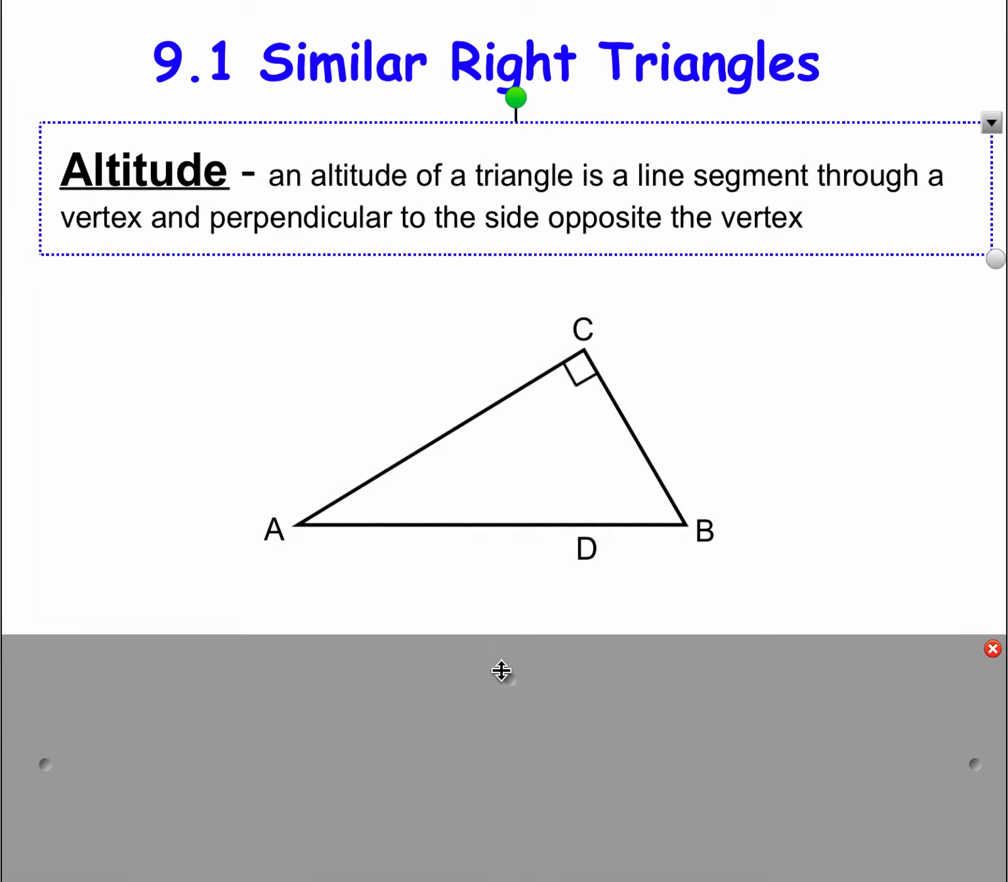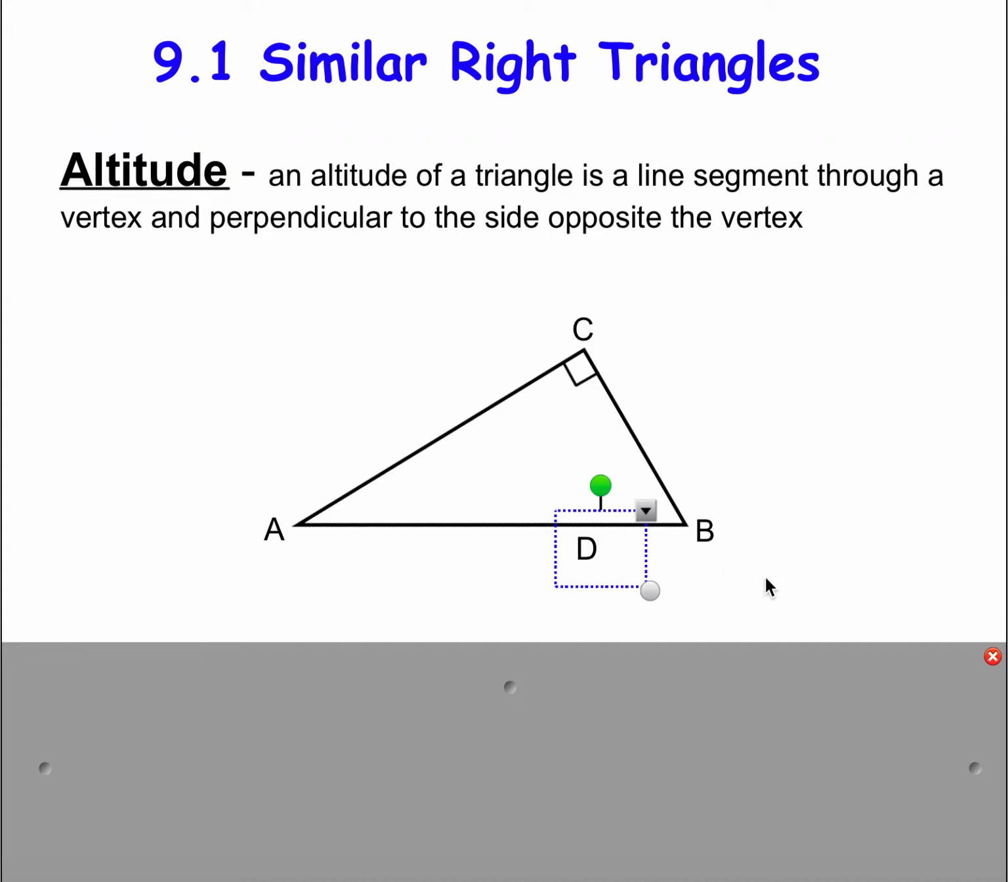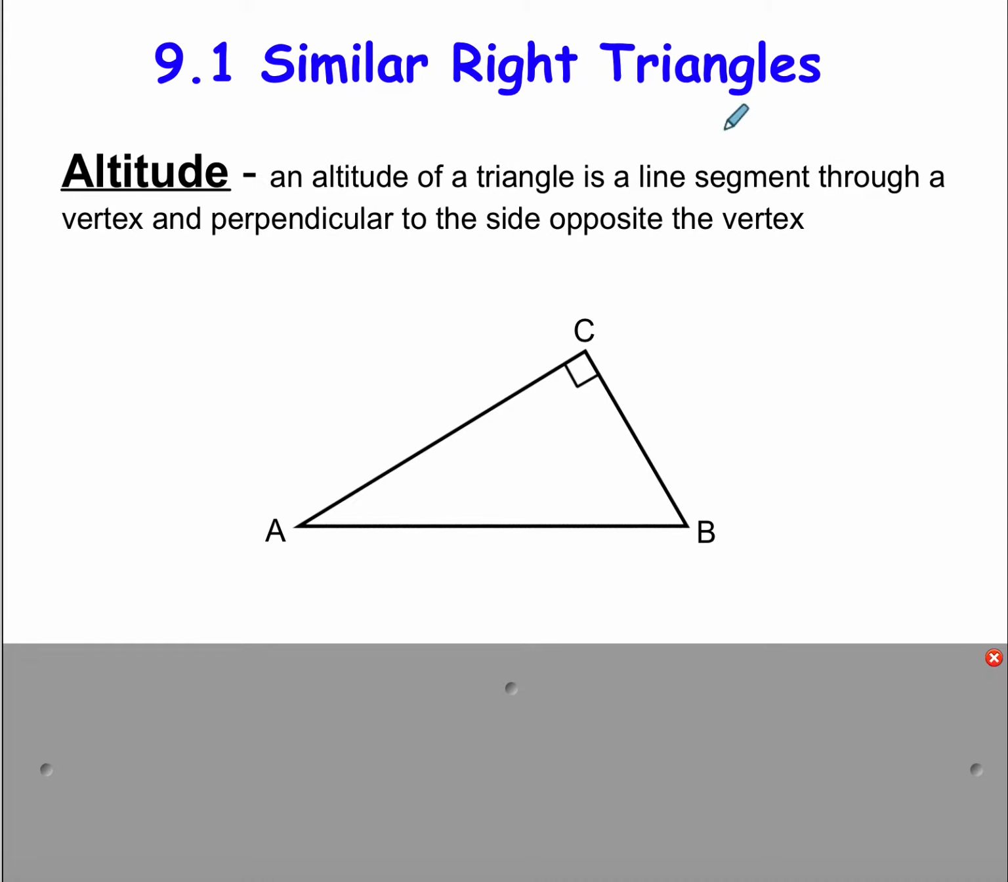So here we have a right triangle. And if I were to draw an altitude in this triangle, I would need to draw it through a vertex. So I'm going to pick this vertex C and draw a line that's perpendicular to the side opposite that vertex. So I have a line here that goes through this vertex and goes straight to the opposite side so that it forms a right angle.